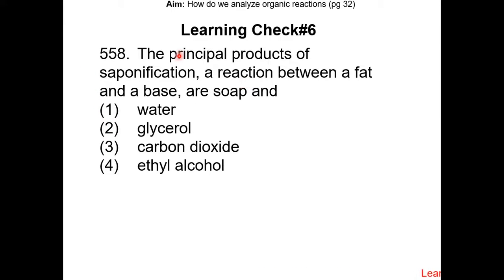Learning check number 6. The principal products of saponification, a reaction between a fat and a base, are soap and what? Pause the video. Resume when completed. The answer is choice 2, glycerol.